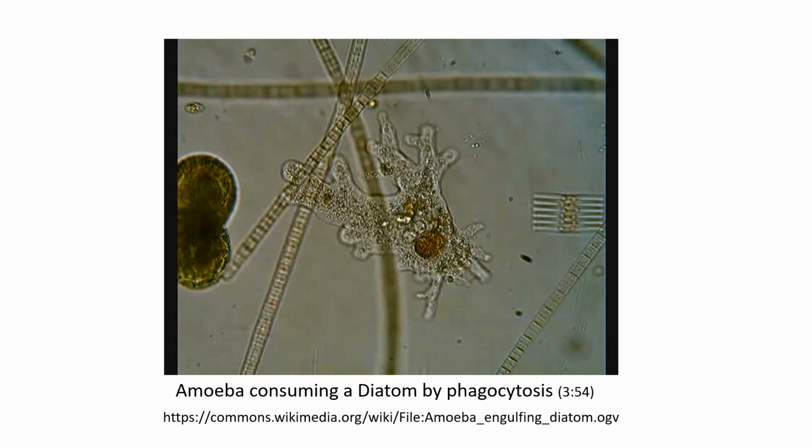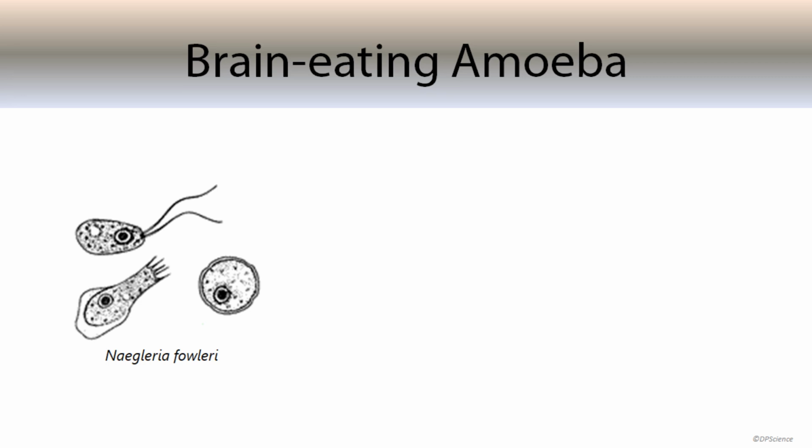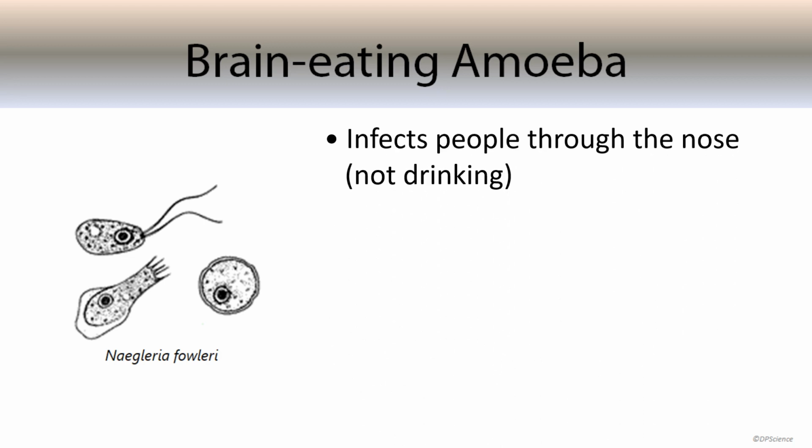So what do amoebas do? Well, there are different kinds, but one is a brain-eating amoeba. I said that correctly. That is awful. It infects people through their nose. So you don't drink these guys in. You're not drinking the stagnant water. You're in the water and they go up through your nose.